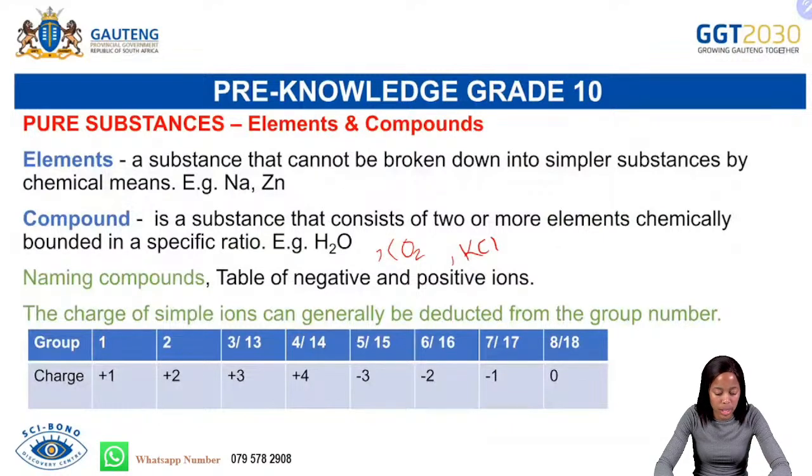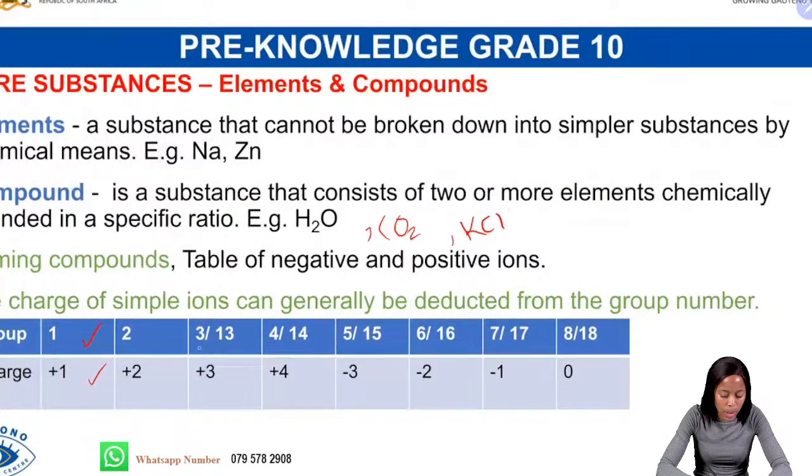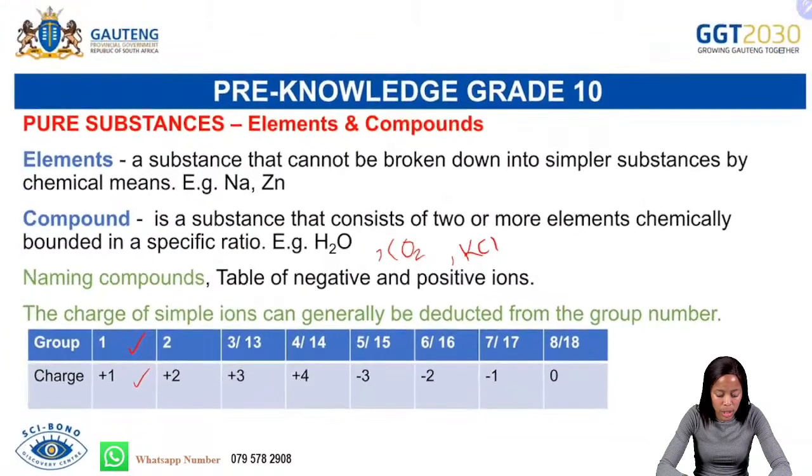Then from grade 10 again, you learned how to name compounds, and then the table of negative and positive ions, okay? Then it says the charge of simple ions can generally be deduced from the group number. So if you look at your periodic table, group number 1 on the periodic table, you will see that it has a charge of +1. Group number 2 on the periodic table, it has a charge of +2 there.